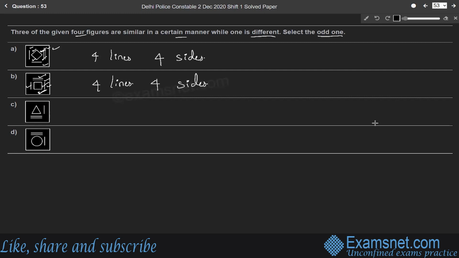So here the number of lines is 3, and the given figure is a triangle, therefore 3 sides. So the number of lines is equal to the number of sides here. Whereas in the fourth option, there are 3 lines, but no side, because it is a circle. No side. Therefore, option D is the odd one.